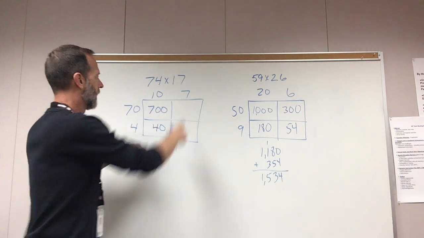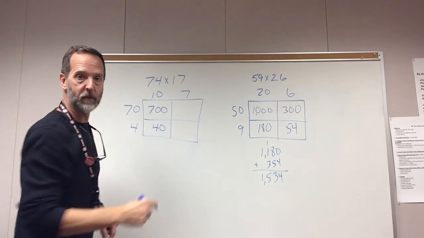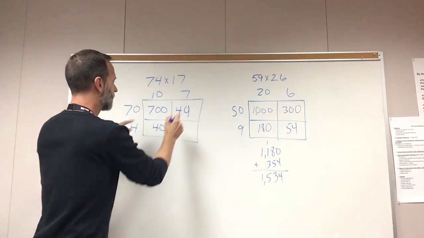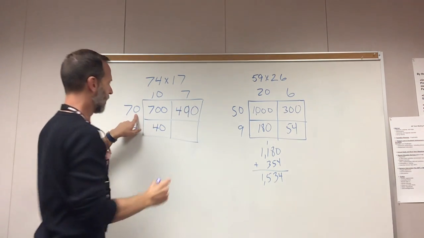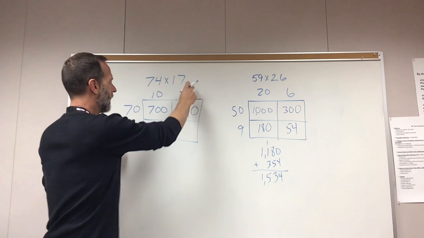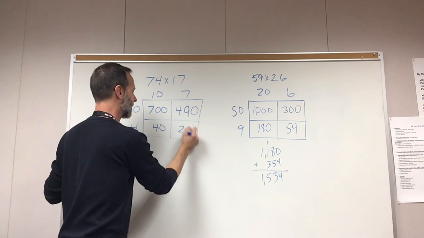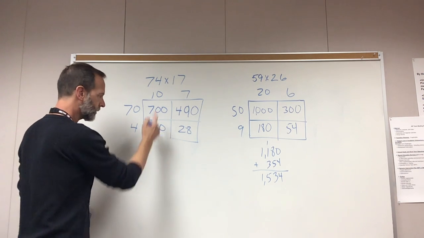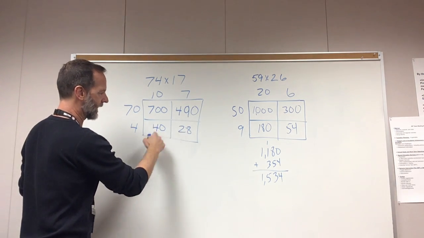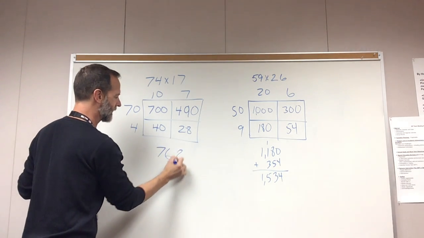Over here, 7 times 70. All right? So 7 times 7, 49. And 1 0 and 1 0 there, so 490. And down here, 7 times 4 is 28. So I'm going to put 40 and 28 together because that's 68, and I'm going to add that to the 700. So that's 768.